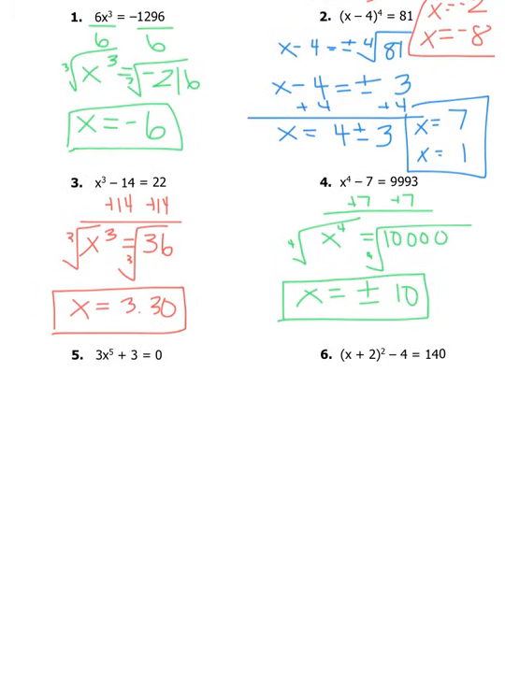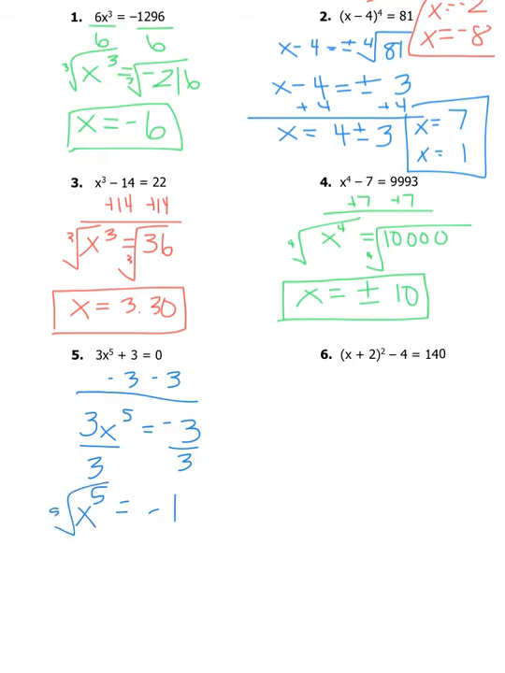All right, let's try these last two. So my first step here, let's subtract 3 from both sides for number 5. So I have 3x to the 5th equals -3. I'm one step closer now to having the variable by itself. I'll divide both sides by 3. X to the 5th is equal to -1. Okay, and now I want to take the fifth root of both sides. So that leaves me with x is equal to, well, the fifth root of -1 is just -1.